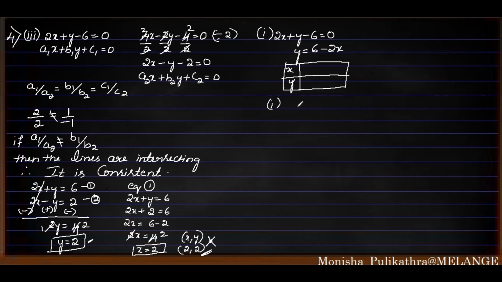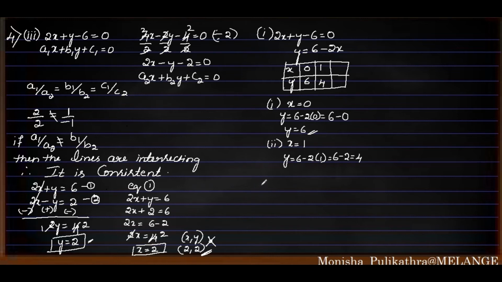So the first point I will be taking is x equal to 0. Then y will become 6 minus 2 into 0, that is 6 minus 0, which is 6. So when we substitute x equal to 0, y will be 6. Next, the second point I will be taking is x equal to 1. So y is equal to 6 minus 2 into 1, that is 6 minus 2, which is 4. So when x is 1, y will be 4.